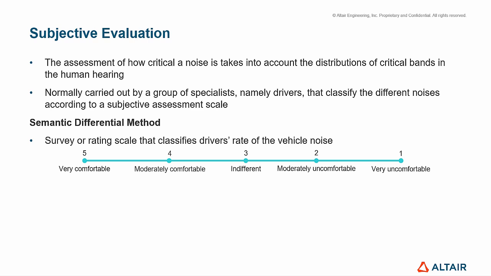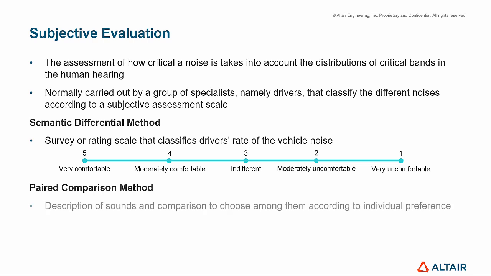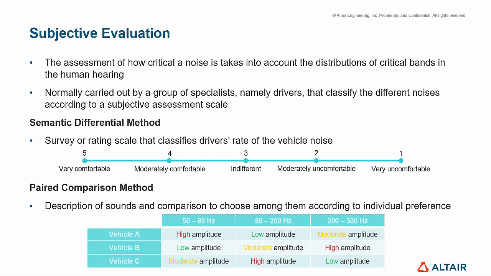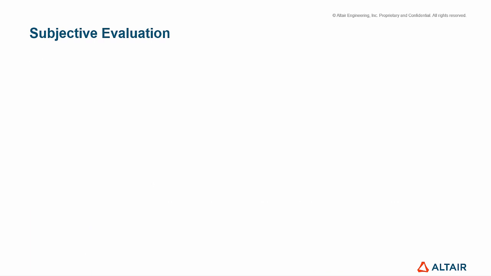Another subjective approach is the paired comparison method, where we have a description of sounds in comparison to choose among them according to individual preference. In this table, we have an example for such method, where 3 vehicles were divided in 3 frequency ranges. The aim is to compare these 3 vehicles and choose which one has the highest amplitude of noise for each range. Some coefficients may be used to assess the agreement among raters.